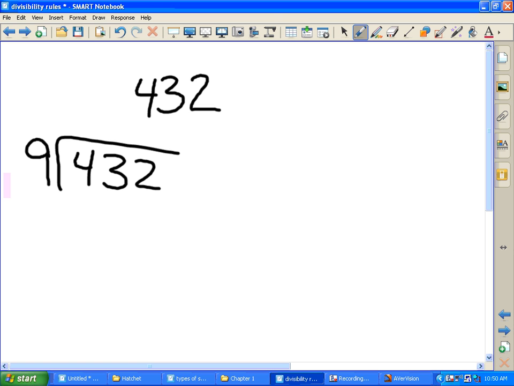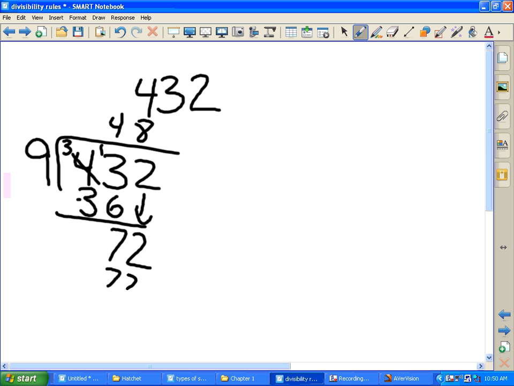So will 9 go into 43? Well, yes, it will. So 9 will go into 43 not 5 times, because 9 times 5 is 45. It would have to be 4 times, which is 36. So then I would subtract. I would borrow, make that a 13, so that's 7. I would bring down the 2. And 9 would go into 72 8 times, because 8 times 9 is 72. And I get a 0 remainder. So I now know that 432 is divisible by 9.